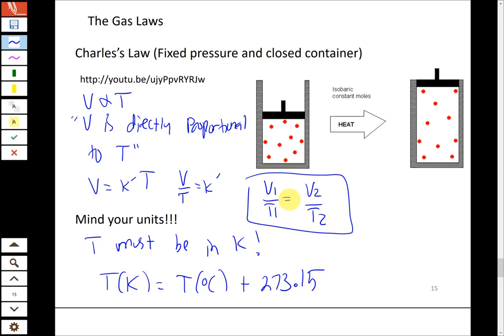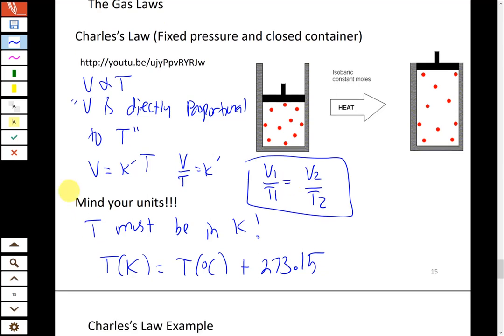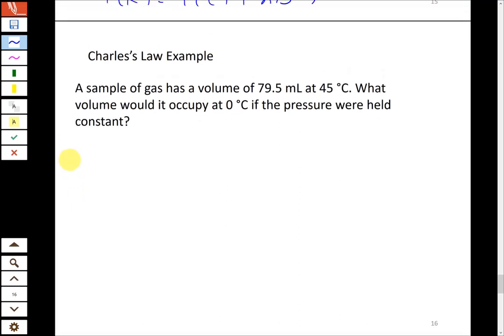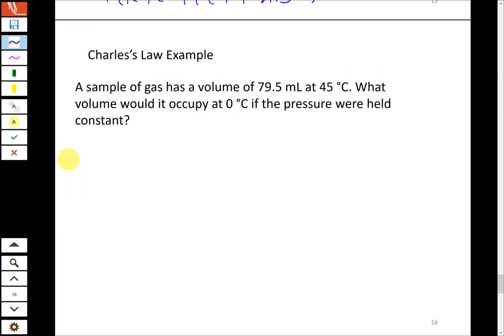Let's just do a quick example of that. And this will get us used to those temperature units also. So we have a sample of gas that has a volume of 79.5 milliliters at 45 degrees Celsius. What would it occupy at 0 degrees Celsius if the pressure were held constant? So again, this is the relationship between volume and temperature. As we just introduced, V1 over T1 equals V2 over T2. They're directly proportional.